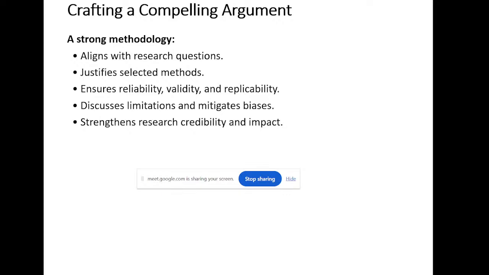Second one, a strong methodology has to justify the selection of methods. So is it something that has been done and you're replicating it, or is there a relationship between the method you're doing, the objectives, or is the estimation technique you're applying the correct one for the data that you are using? These are issues that you have to be clear and you have to clarify even as you work out your methodology. The third point is it ensures reliability, validity, and replicability.